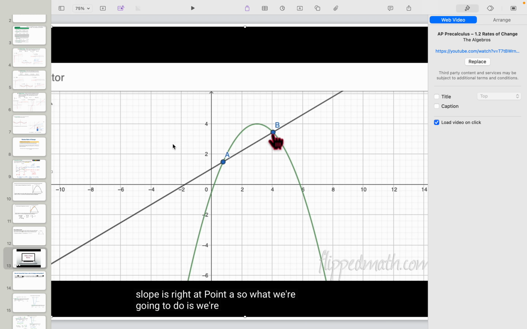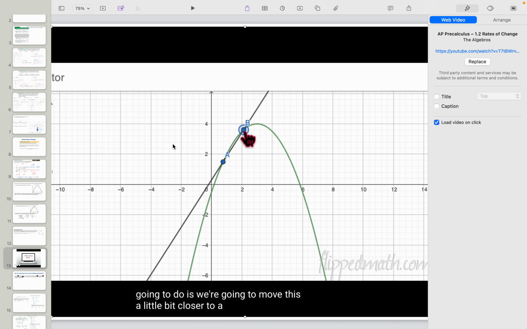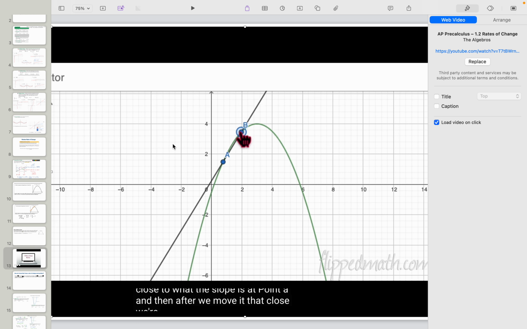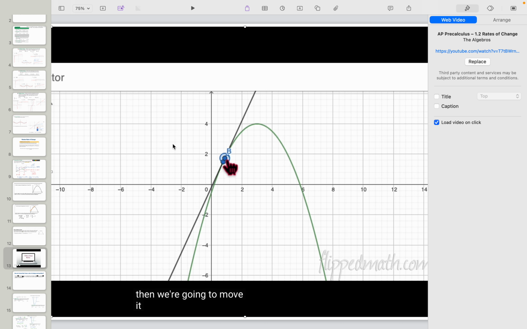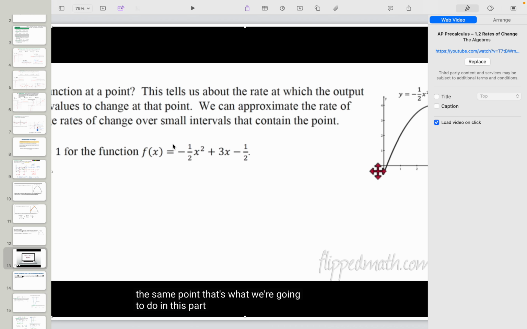So what we're going to do is move this a little bit closer to A. And notice how the slope of this line is pretty close to what the slope is at point A. Then after we move it that close, we're going to move it this close, and then this close. If we get those two points very close together, then we can approximate the average rate of change at that single point, as they become on top of each other and essentially become the same point. That's what we're going to do in this part of the packet.